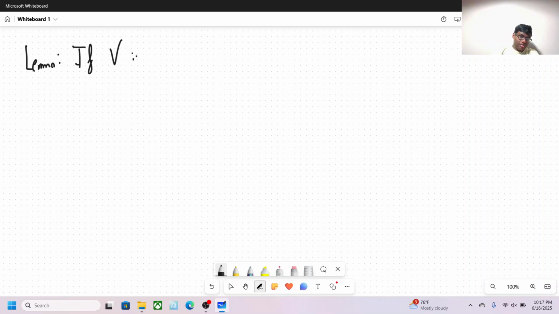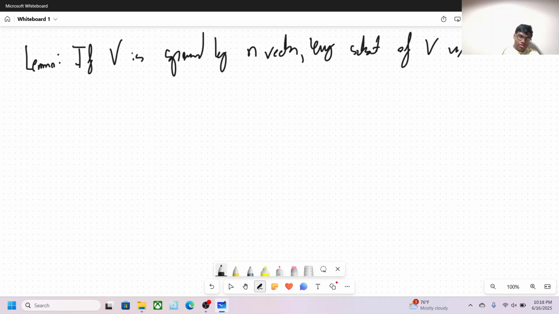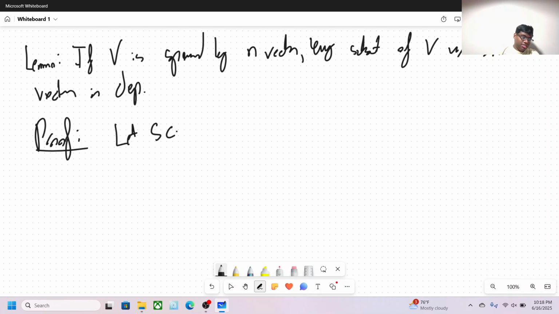If V is spanned by n vectors, every subset of V with more than n vectors is dependent. How does that work? Proof. This is going to be probably the only non-trivial proof we have. Let S, a subset of V, have more than n vectors. Then S contains, algebraically, w1 through wm with m greater than n.